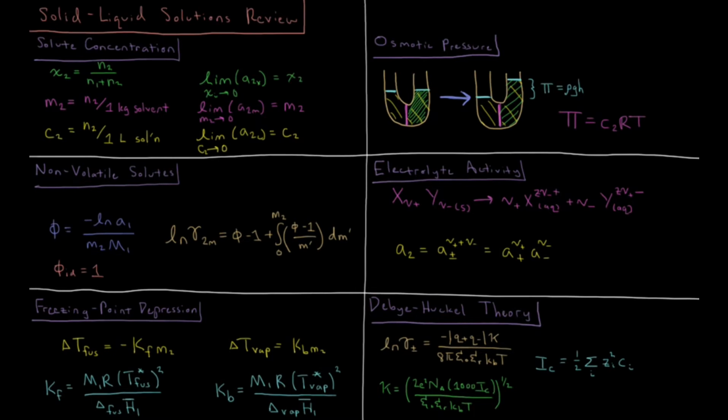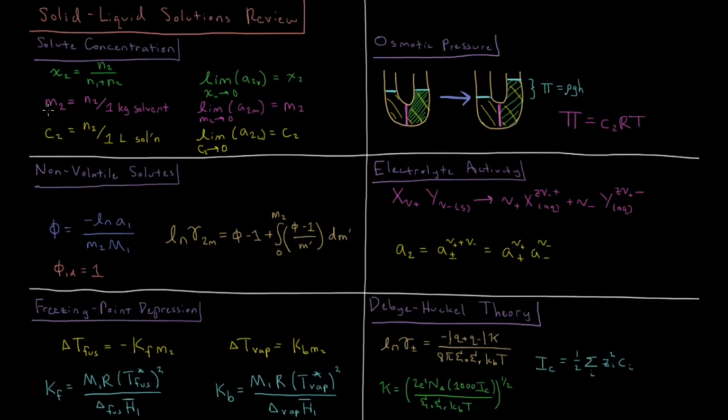This video is a review of the solid liquid solutions chapter of chemical thermodynamics. We can define three different types of metrics for the concentration of a solute in a solution. One is mole fraction, which is the number of moles of the solute divided by number of moles of solvent plus number of moles of solute.